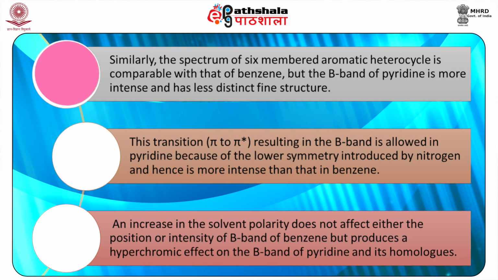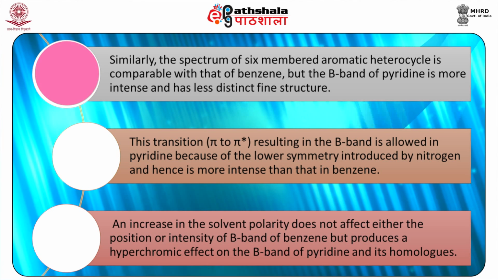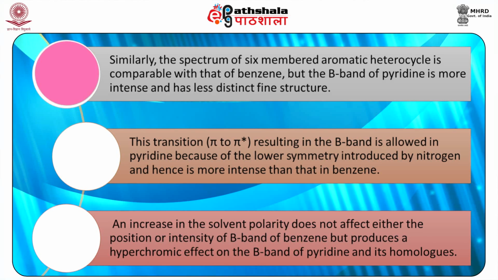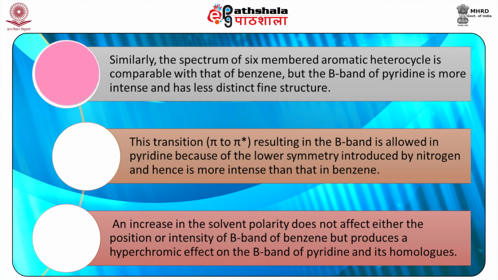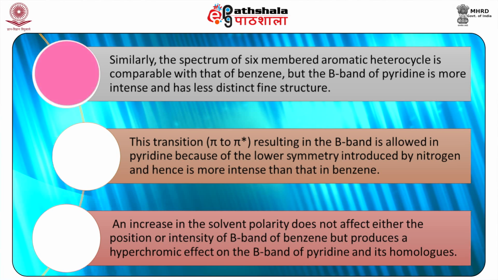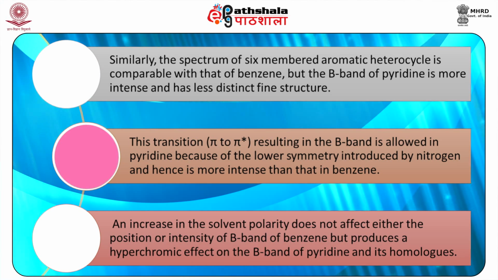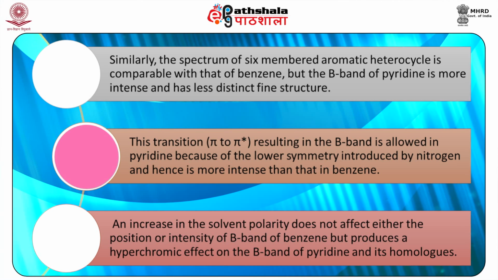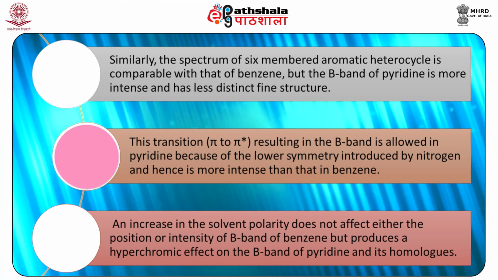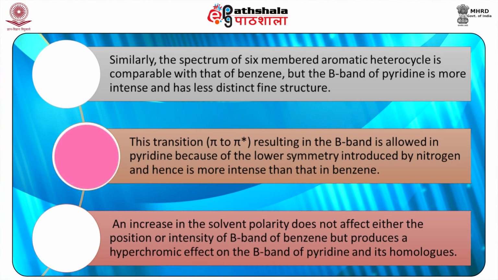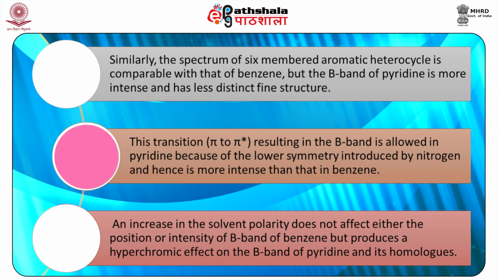Similarly, the spectrum of a 6-membered aromatic heterocycle is comparable with that of benzene, but the B band of pyridine is more intense and has less distinct fine structure because of broader bands. This transition, that is pi to pi star transition resulting in the B band, is allowed in pyridine because of the lower symmetry introduced by the nitrogen atom and hence is more intense than in the benzene ring.